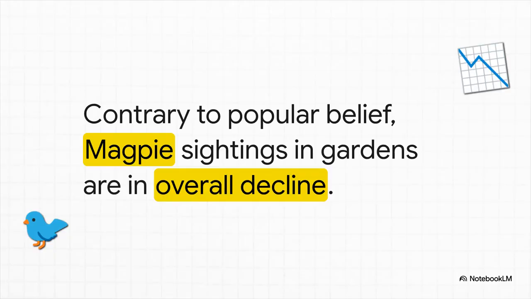And here's a perfect example of why this matters. It challenges our assumptions. I think a lot of us feel like we see magpies everywhere, right? They seem so common, but the long-term data actually shows that their numbers in gardens are in an overall decline. It's a fantastic reminder to trust the evidence, not just what we think we're seeing.